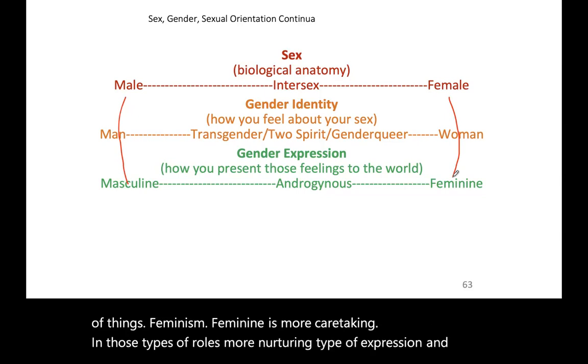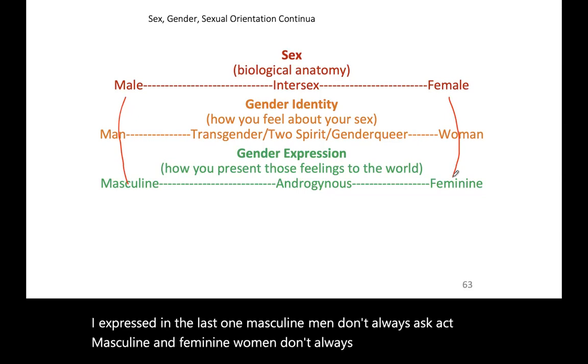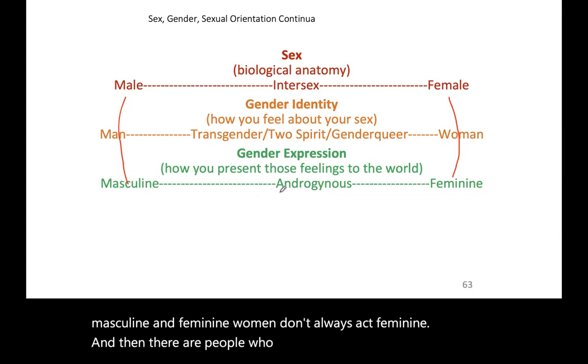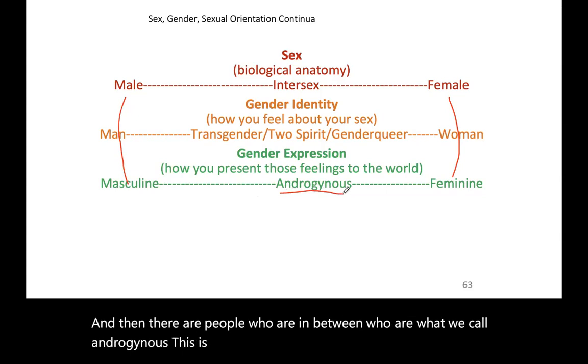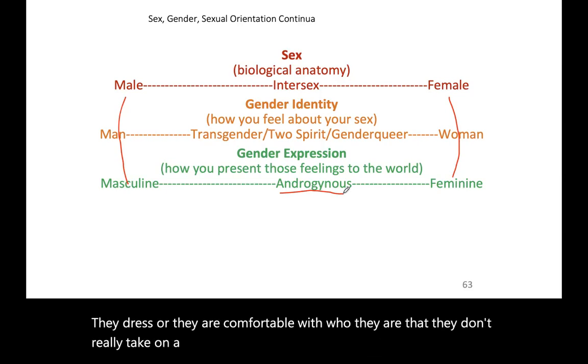And then as I expressed in the last one, masculine men don't always act masculine, and feminine women don't always act feminine. And then there are people who are in between, who are what we call androgynous. This is individuals who neither act masculine nor feminine. They dress, or they are comfortable with who they are, that they don't really take on a gender role or a gender expression.